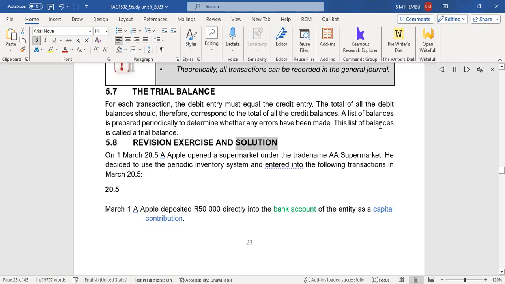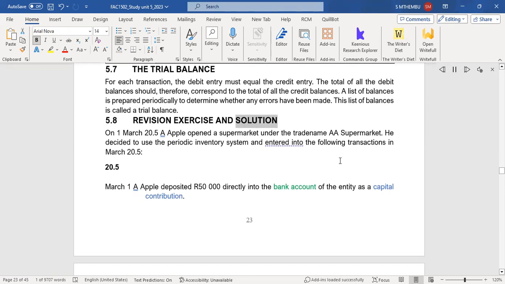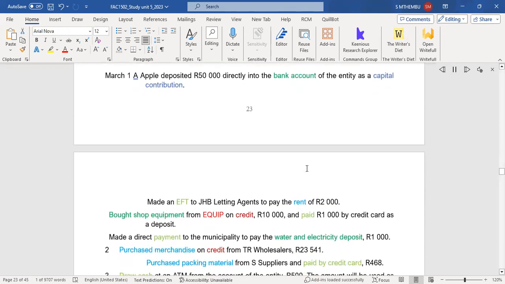5.8 Revision Exercise and Solution. On 1 March 20.5, Apple opened a supermarket under the trade name AA Supermarket. He decided to use the periodic inventory system and entered into the following transactions in March 20.5.